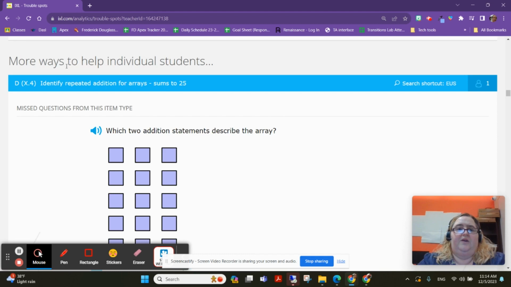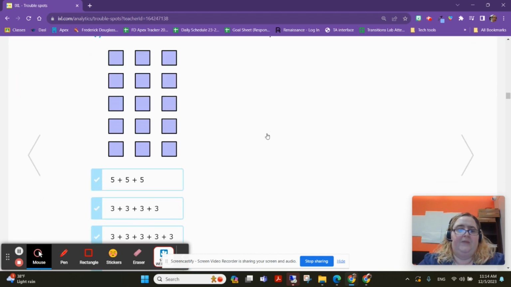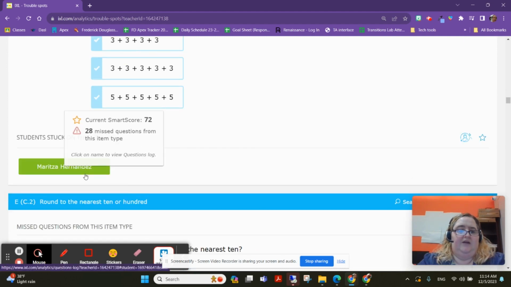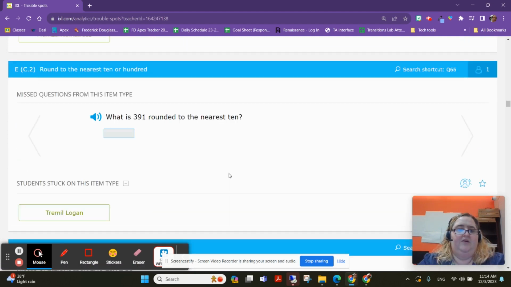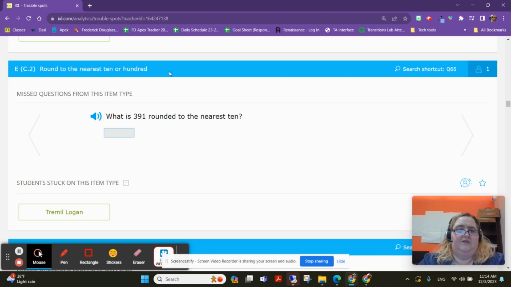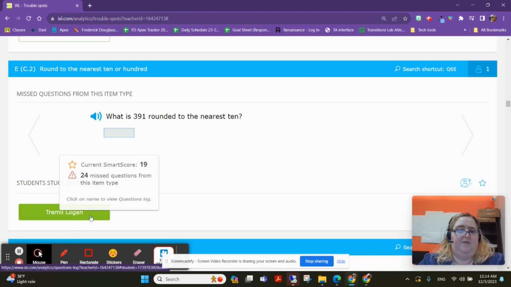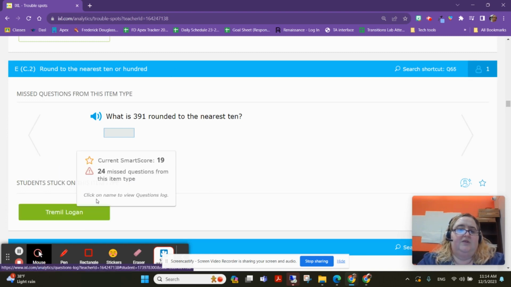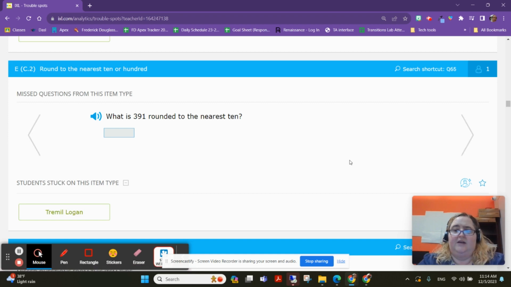Now, if we go down enough, we get more ways to help individual students, right? So one student had a hard time with this item, okay? Or rounding to the nearest 10th or 100th, a student had a hard time with this item. So this is a student that you can check in on and talk to about this specific topic. And I want you to notice that you do have the option to do a group jam right from here.